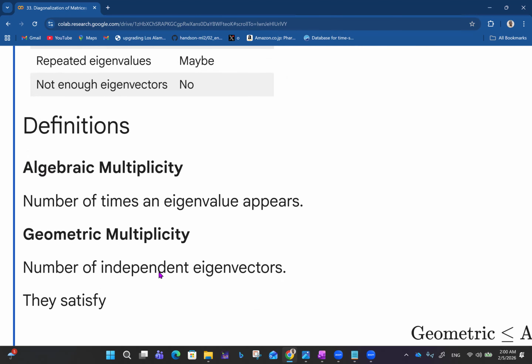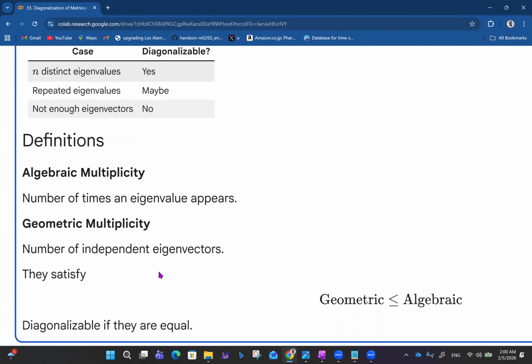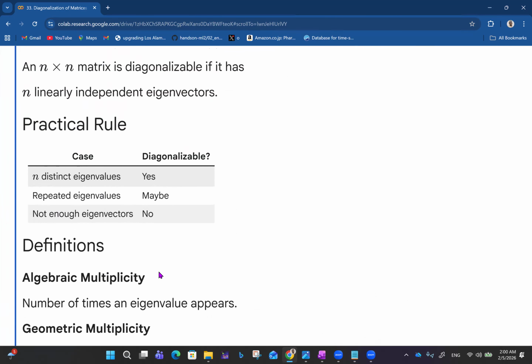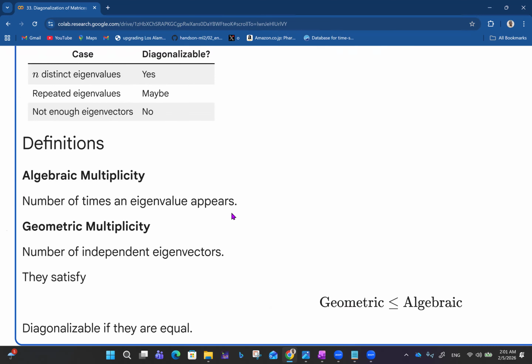So imagine this now. We have some definitions right here. We talk about algebraic multiplicity. Algebraic multiplicity is the number of times an eigenvalue appears, like that case where we had lambda minus 4 into lambda minus 2 squared. So 4 appears once, but 2 appears twice. So that's algebraic multiplicity. On the other hand, we have geometric multiplicity, which is the number of independent eigenvectors.